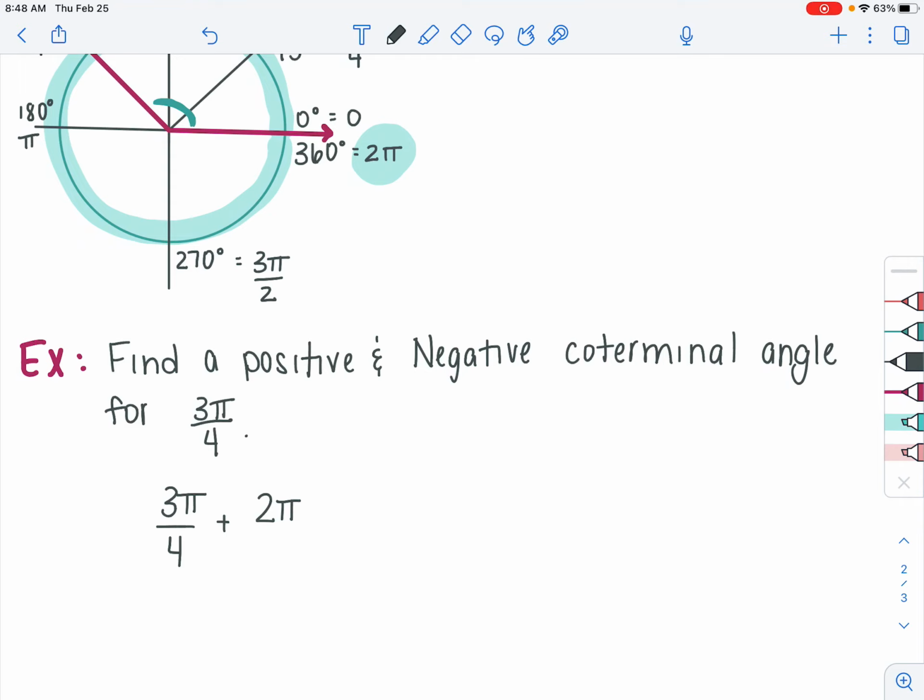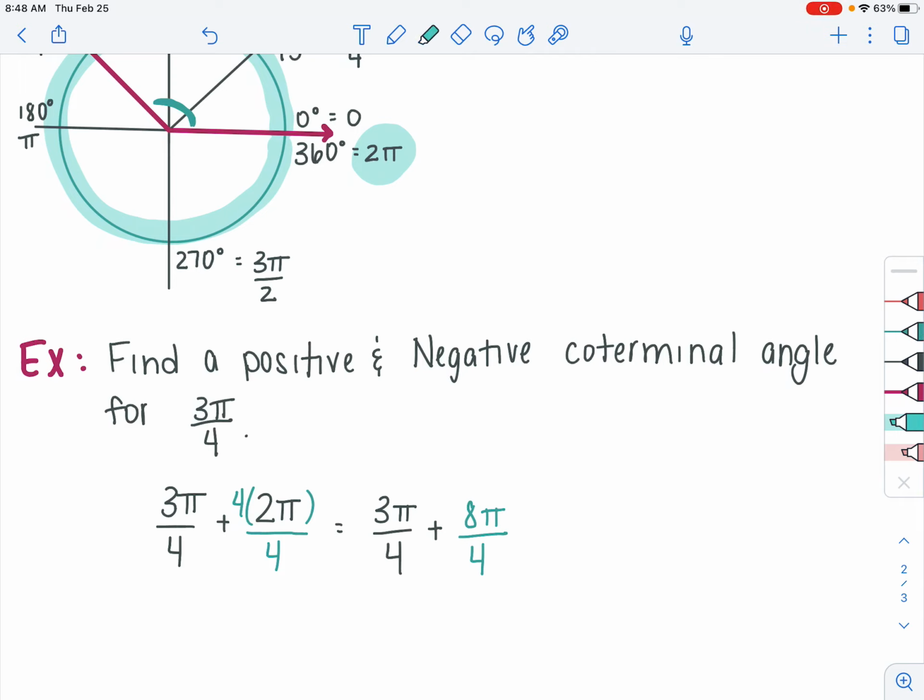Now, I know I can't add fractions unless they have common denominators, so I need this denominator to be a 4, which means whatever I do to the denominator, I have to do to the numerator, so I also need to multiply the numerator by 4, which is going to give me 3 pi over 4 plus, now here, 4 times 2 pi is 8 pi over 4. So I have to get common denominators before I multiply.